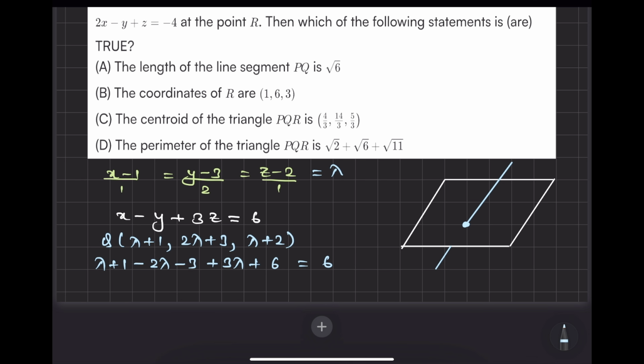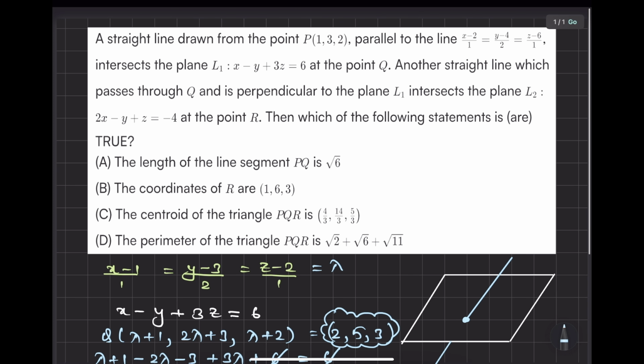equals 6. Now you guys can play fruit ninja. This thing vanishes. We are left with 2 lambda, and then minus 2, so minus 2 that side plus 2. So the value of lambda becomes 1. So we got the value of lambda as 1. This means the point Q is 2 5 3. So we got our Q coordinate. I hope till this part you guys are comfortable.